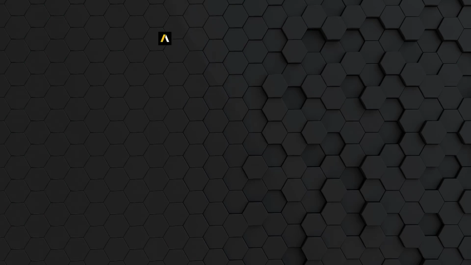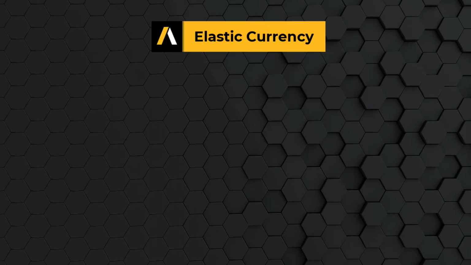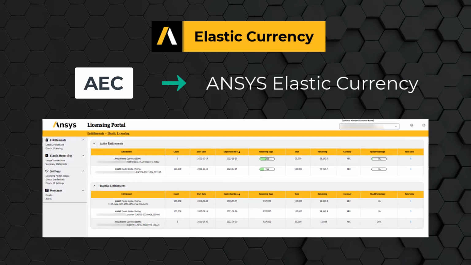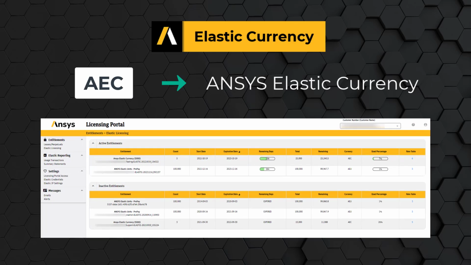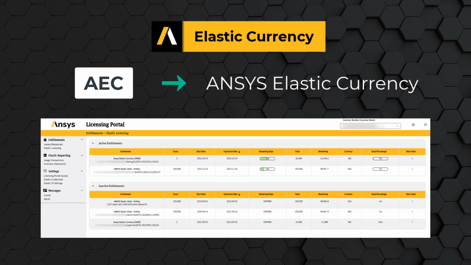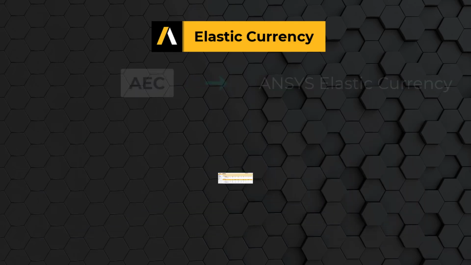Let's move on to our second flavor of licenses, the elastic currency. Elastic licenses or currency is purchased by users in terms of AEC, which means Ansys Elastic Currency. This grants users Ansys licenses shown in the table, and the usage will determine how many AECs are checked out from the available currency. You can monitor the usage of your elastic currency in real time under the licensing portal with roughly a 30-minute lag time.